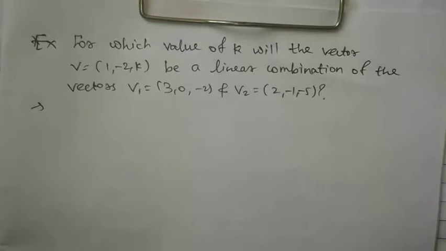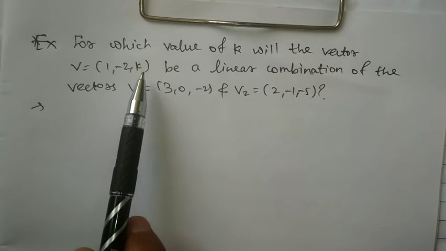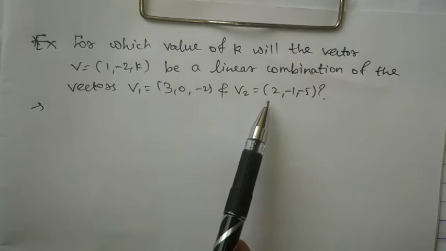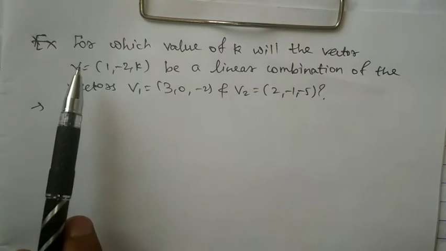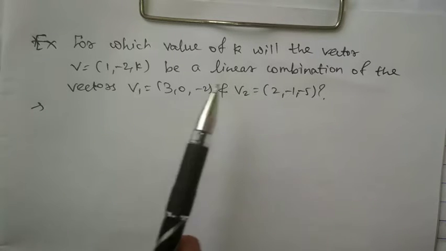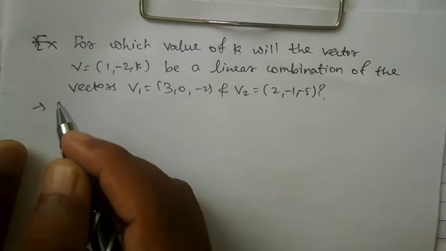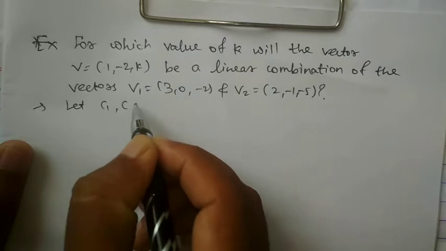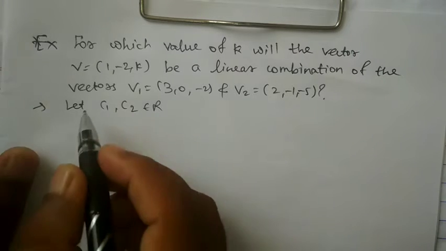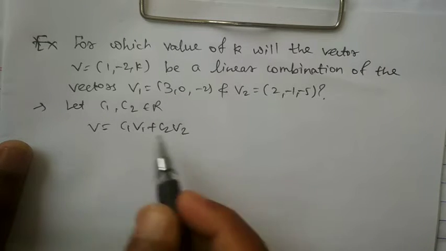Next example. For which value of k will the vector V equal to 1 minus 2 k be a linear combination of the vectors V1 equal to 3 0 minus 2 and V2 equal to 2 minus 1 minus 5? That means this V is a linear combination of V1 and V2. For that we have to find the value of k. So we can solve this. Let C1 and C2 be any two real numbers. Then consider V equal to C1 V1 plus C2 V2, a linear combination.